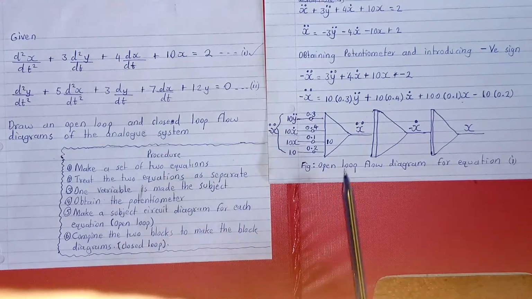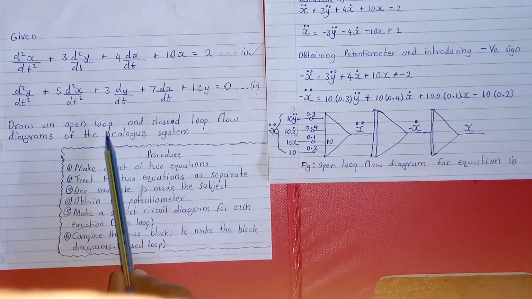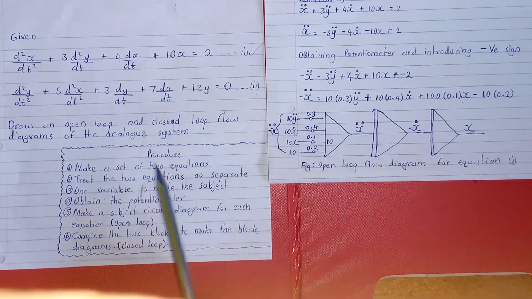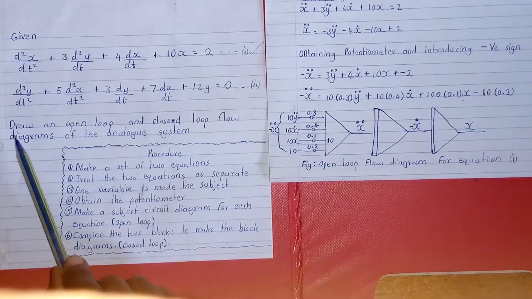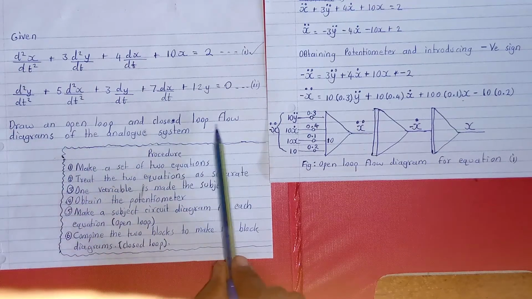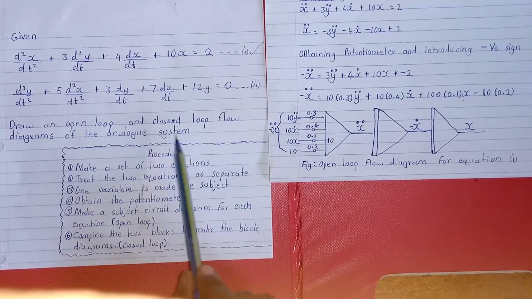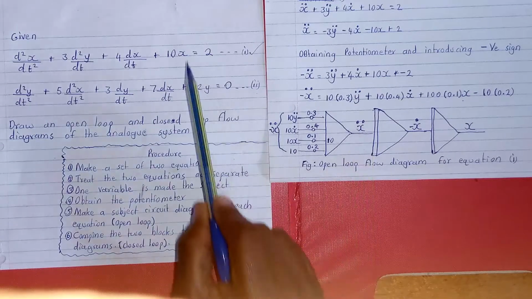Now this diagram is what we call an open loop diagram for this equation. So at least we have answered this question halfway. Draw an open loop and a closed loop flow diagram of the analog system. Now this is an open loop diagram for this equation.